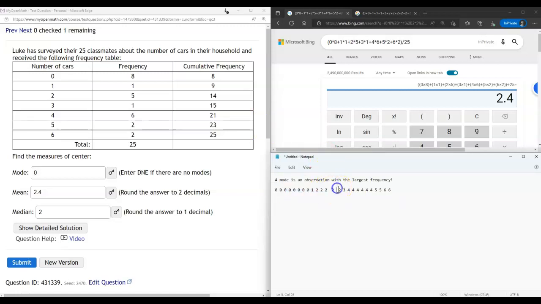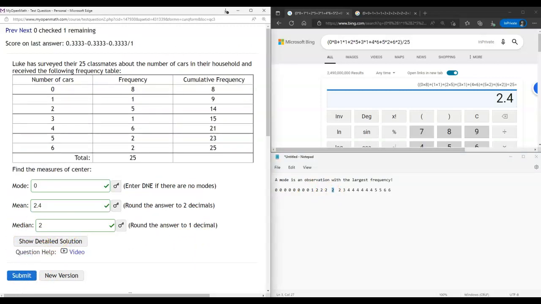So again, the median is the middle one, or the average of the middle 2. In this case, there is an odd number of elements in the set, so the middle one is number 13, which is 2. So we learned how to compute the measures of central tendency from a frequency table.